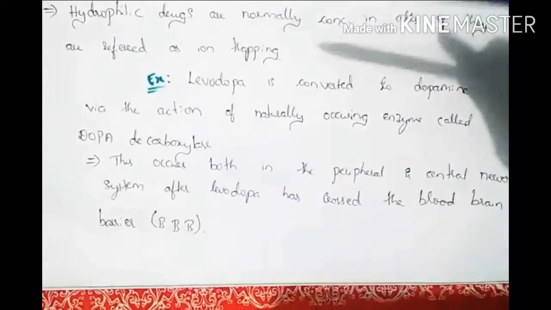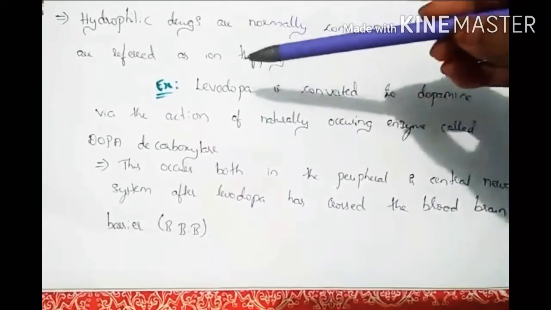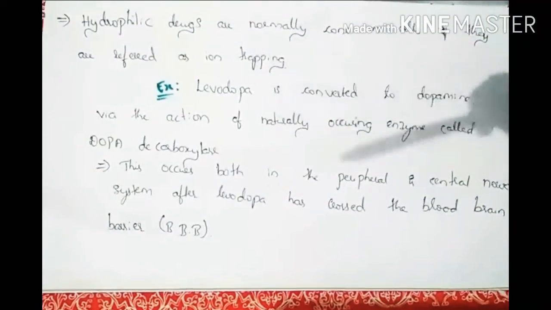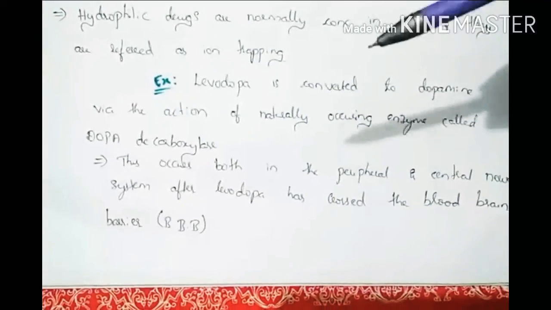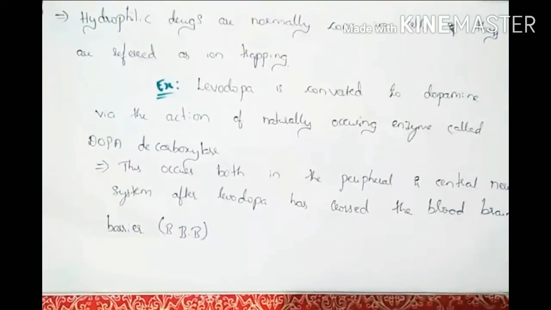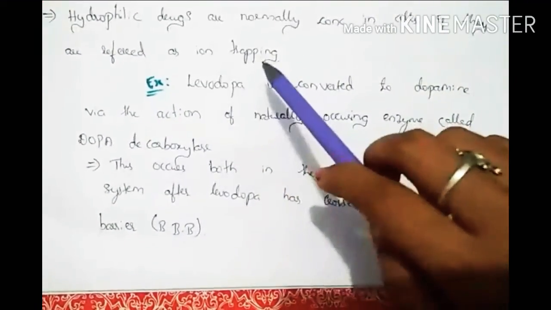Next, hydrophilic drugs are normally concentrated in the cells and are referred to as ion trapping. Hydrophilic drugs are nothing but water soluble drugs. They are normally concentrated in the cells, so that is why it is called ion trapping.